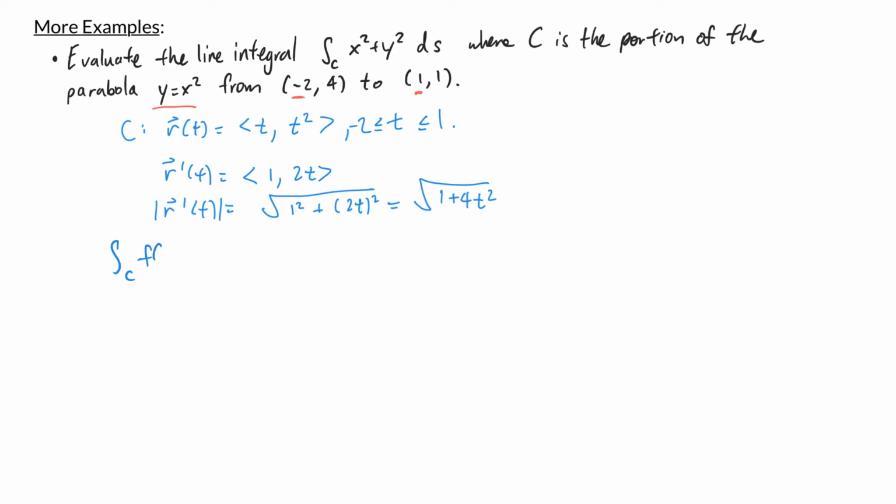The line integral of f of x y ds is the integral of x squared plus y squared, but we want to write this in terms of our parameterization. So x will now be t, so I have t squared plus, and then y is going to be t squared, and I square that quantity. All of this times the magnitude of r prime, so the square root of 1 plus 4t squared dt, and the integral goes from -2 to 1.